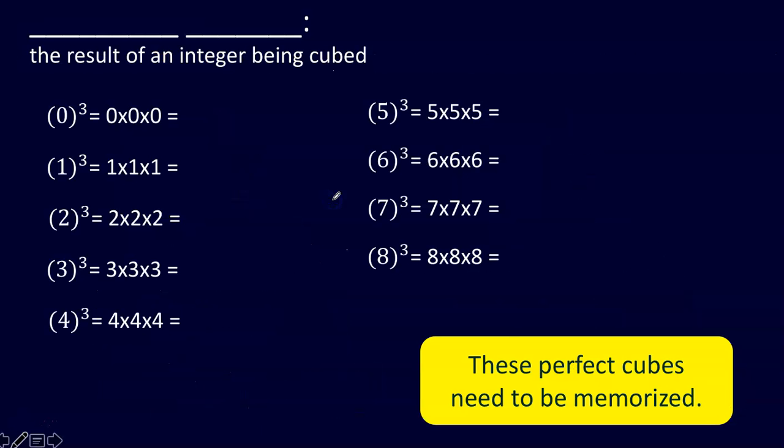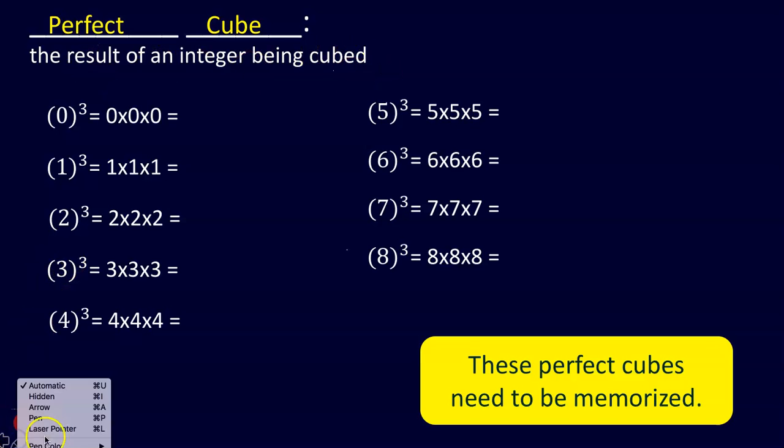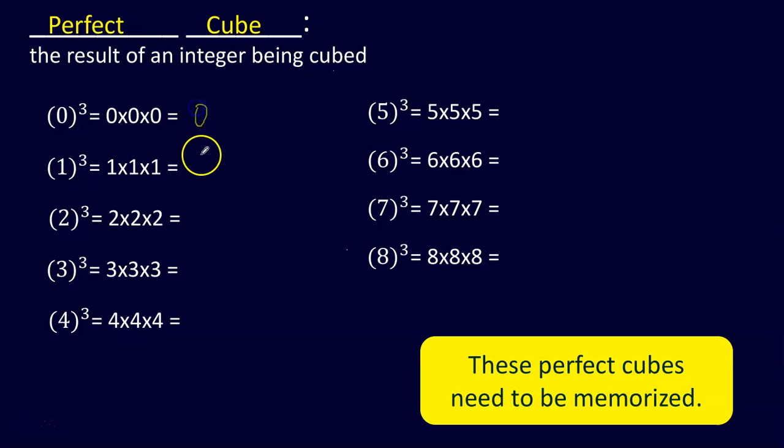Let's take a look at the next slide. A perfect cube is the result of an integer being cubed. Let's go ahead and fill in our perfect cubes. The perfect cubes are the numbers we're writing in yellow. 0 cubed is 0. 1 cubed is 1. 2 cubed, well, let's think about it. 2 times 2 is 4. 4 times 2 is 8. 3 cubed, well, 3 times 3 is 9. 9 times 3 is 27.